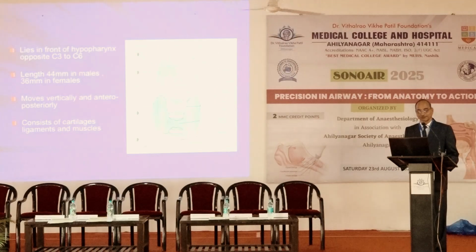So it lies in front of the hypopharynx, opposite again the C3 and C6 cervical vertebrae. The length is around 44 millimeters in the males and 36 millimeters in the females. It moves vertically and anteroposteriorly. It consists of cartilages, ligaments and muscles.